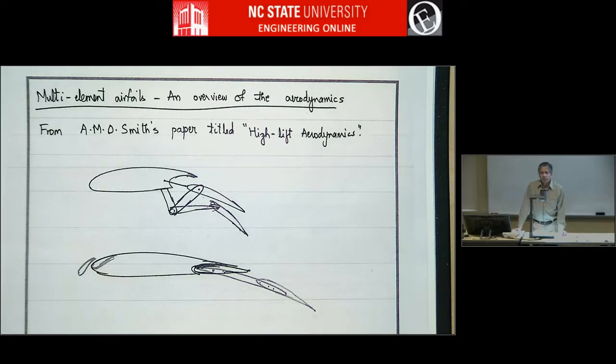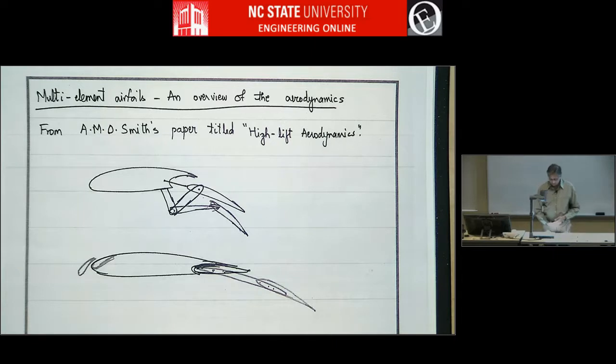So A.M.O. Smith was an aerodynamicist for McDonnell Douglas, I believe. And he has made a lot of contributions. He was in the industry, so he was actually designing a lot of airplane and wing aerodynamics. But he also wrote this paper that attempts to explain why multi-element airfoils work, and how do you achieve high lift. So firstly, what is a multi-element airfoil?